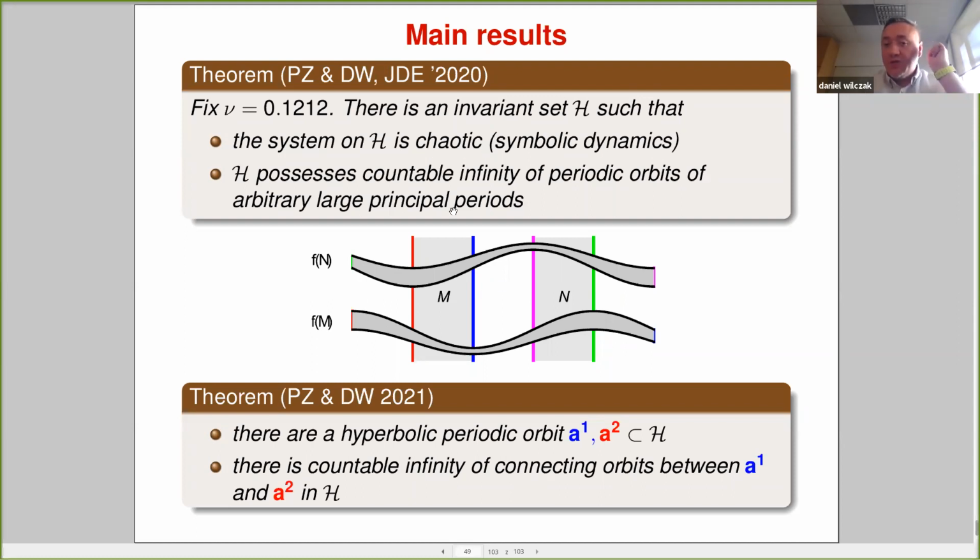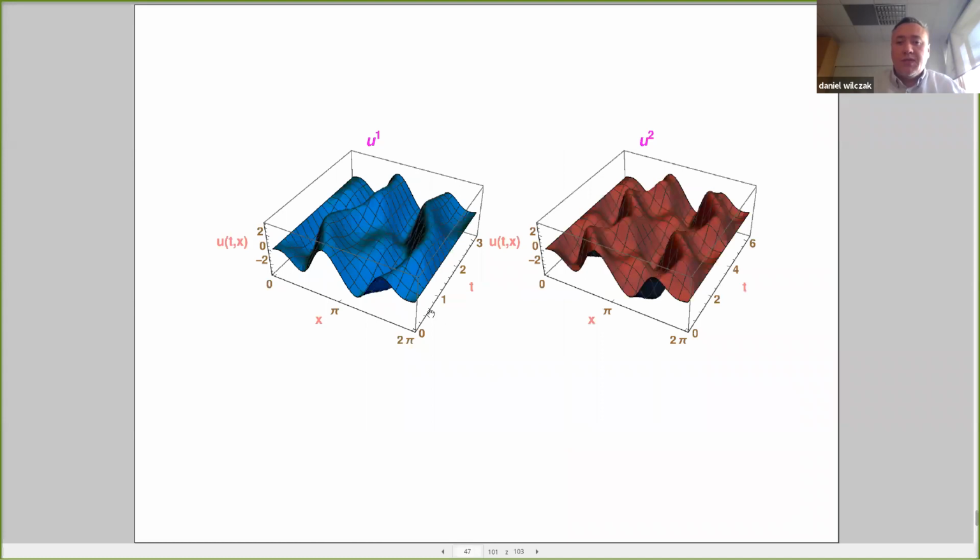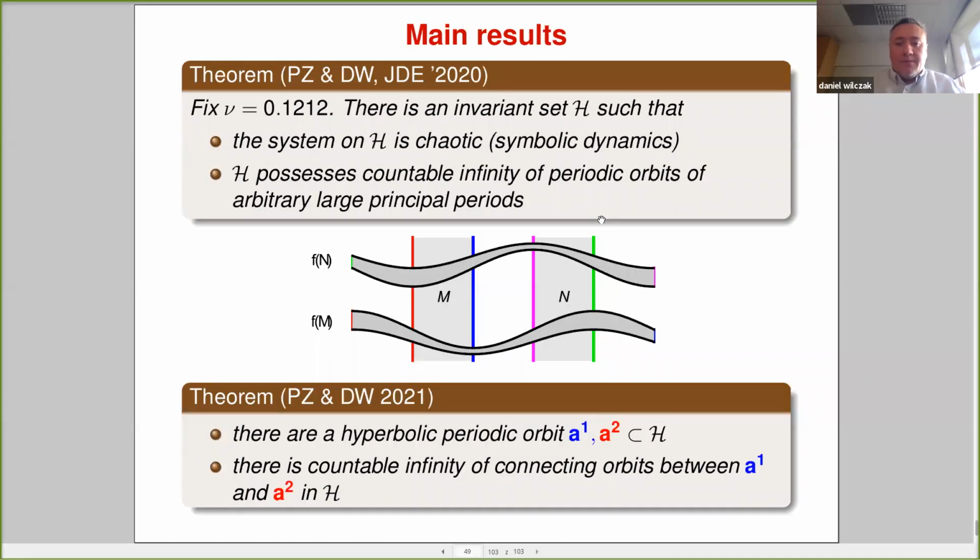So the proof is a mixture of topological results and some numerics. And moreover, this is a paper in preparation. We are able to show the existence of a countable infinity of connecting orbits between those two states in both directions. Yeah, that's it. Thank you for your attention.